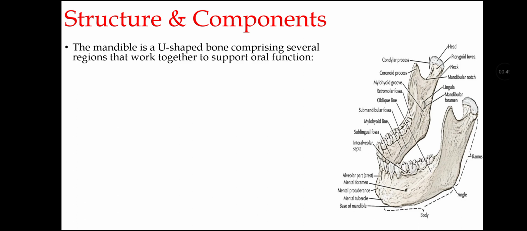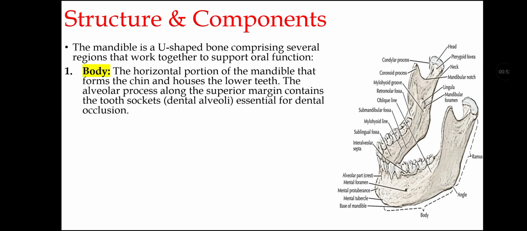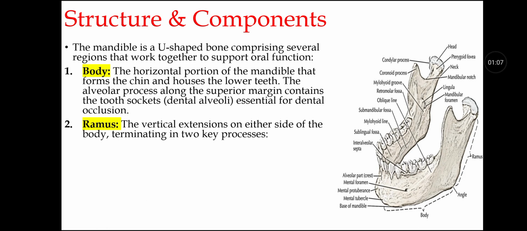The mandible is a U-shaped bone comprising several regions that work together to support oral function. The first region of it is the body, that is the horizontal portion of the mandible that forms the chin and houses the lower teeth. The alveolar process along the superior margin contains the tooth sockets, that are the dental alveoli, that are essential for dental occlusion.